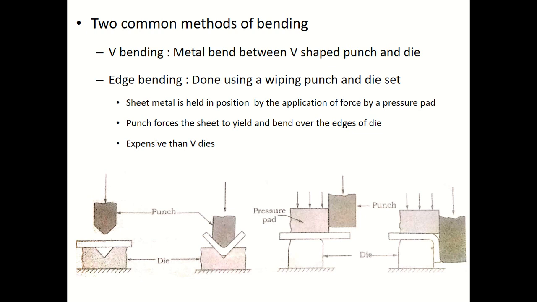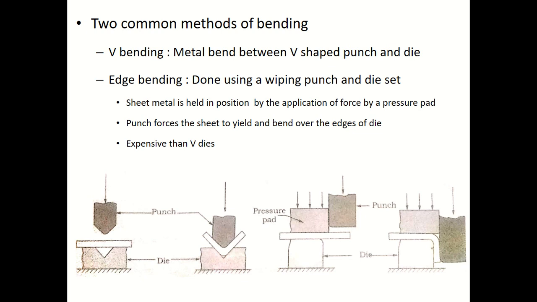Let's see in detail what is meant by V bending. In V bending, the metal is bent between a V-shaped punch and die. If you look at this diagram, you can easily see you have a V-shaped punch and a V-shaped die, and you apply compressive loading to the part which is placed here.